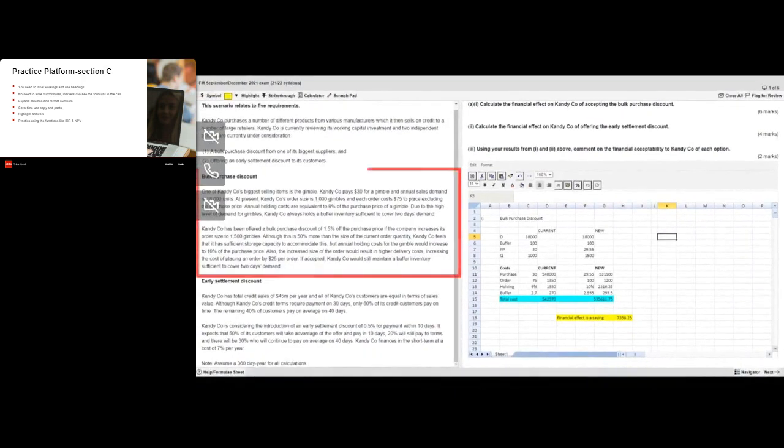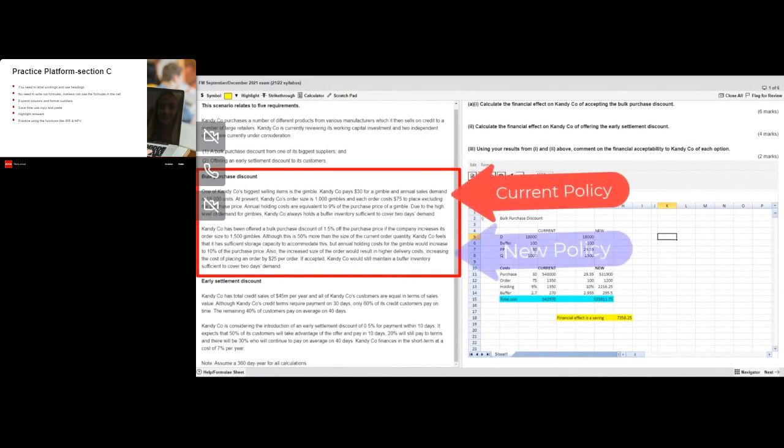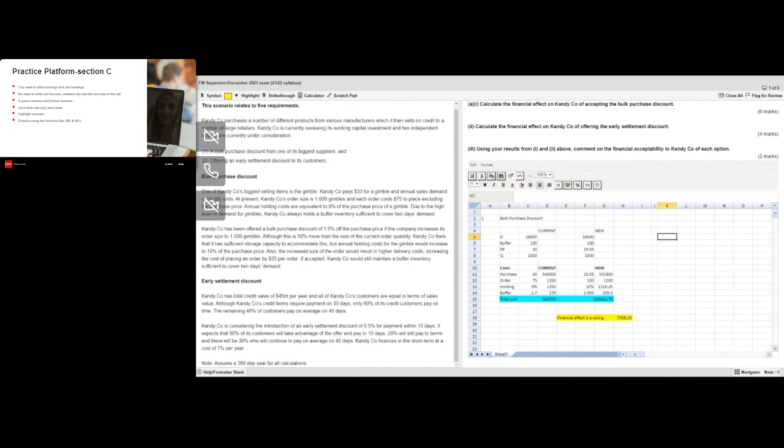Now the bulk purchase discount asks us to compare the current policy with the future policy. It will involve the same calculations therefore. So you need to lay it out so that you can quickly copy the same calculations that you're doing for the current policy into the new policy, but just change the variables. There is no need to write out the formulas that you're calculating for the purchase cost, the order costs, and the holding costs. I can see those by interrogating the cells.